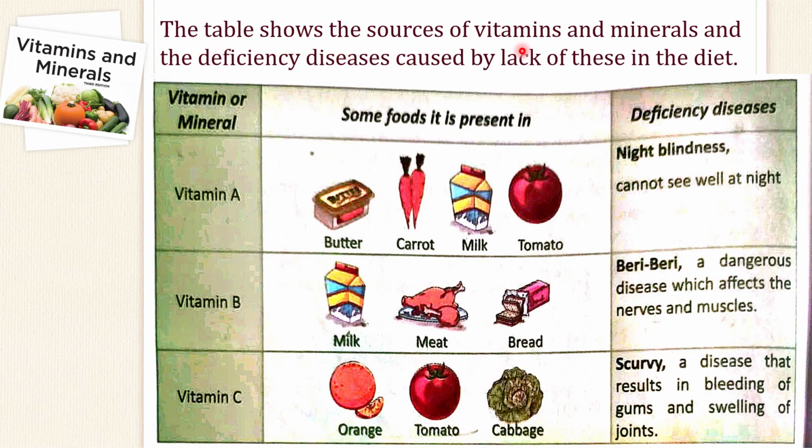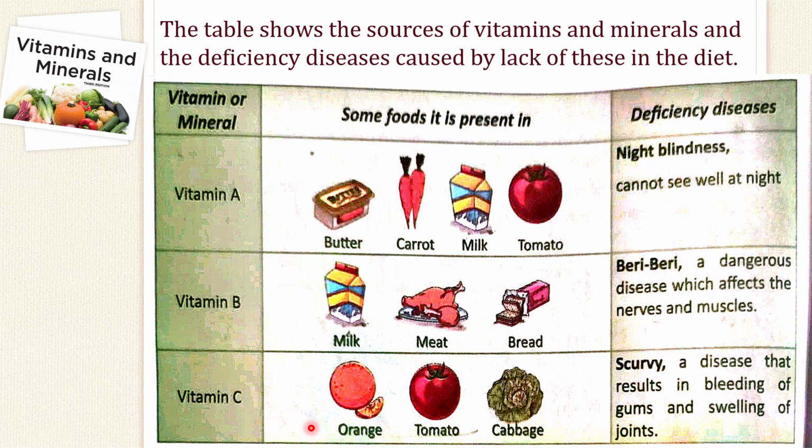The table shows the sources of vitamins and minerals and the deficiency diseases caused by lack of these vitamins and minerals in the diet. Vitamin A. The sources of vitamin A are butter, carrot, milk, tomato, and the deficiency disease caused by lack of vitamin A is night blindness. That means we cannot see well at night. Second is vitamin B, and the sources for vitamin B are milk, meat, bread, and the deficiency disease caused by lack of vitamin B is beriberi, a dangerous disease which affects the nerves and muscles.